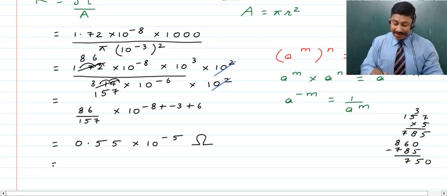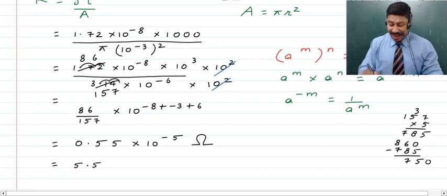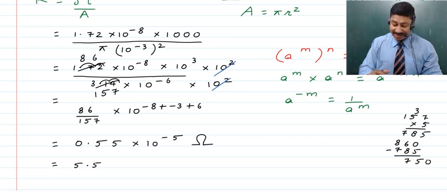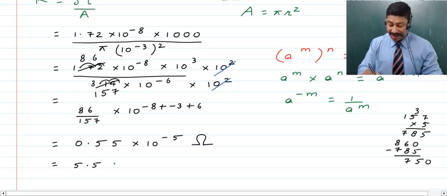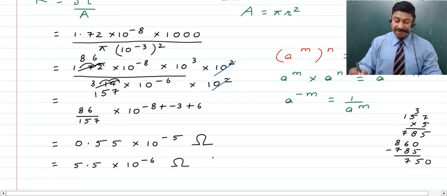So if you want to write this keeping one whole number before the decimal point, this can be written as 5.5, right? And as you have shifted one decimal towards the left-hand side, here you will have to increase the negative power by 1, so it will become 5.5 into 10 raised to the power minus 6 ohms, which will become the final answer.